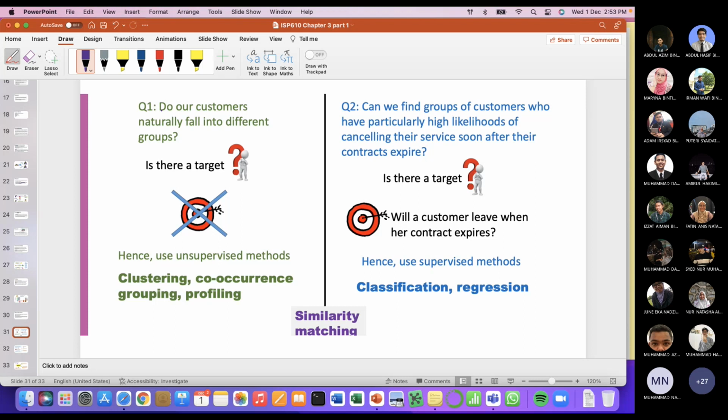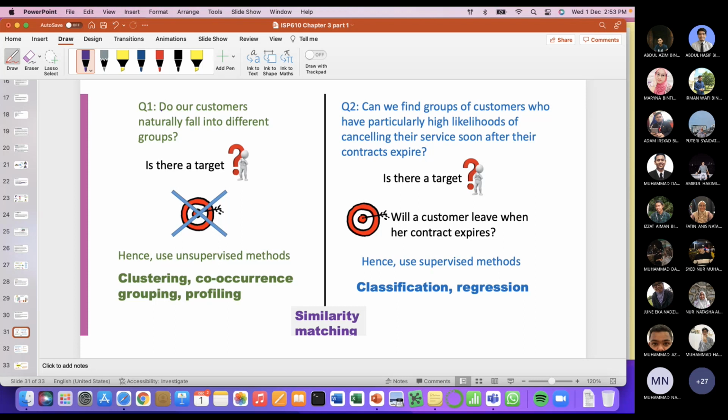But if you have another question, for example, can we find groups of customers who have a particularly high likelihood of cancelling their service soon after their contract expired? So we know that here we have the target. The target is whether that customer will cancel their service or not. There are two classes here, cancel, not cancel. So that will be our class label, or target.